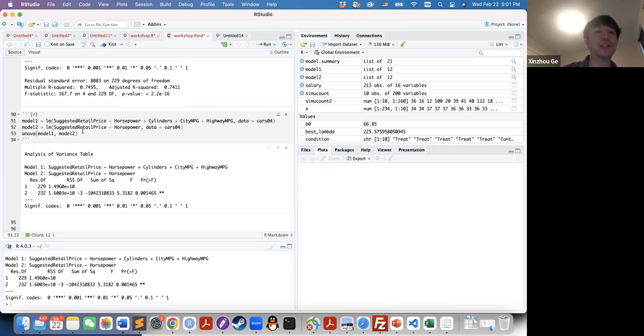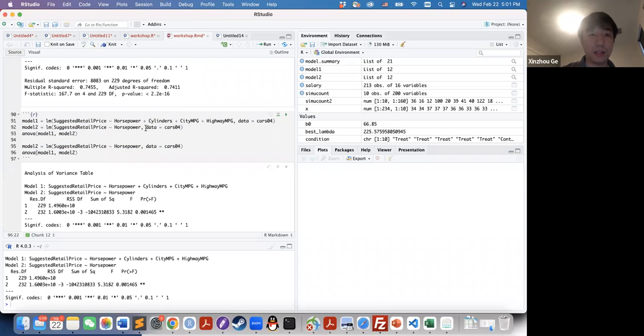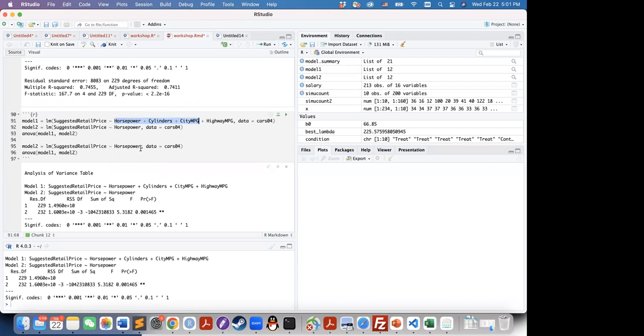And I will also do an interesting thing that may help you understand what the t-test did. So here I will do another ANOVA using the horsepower, cylinders, and city MPG. And I will follow.